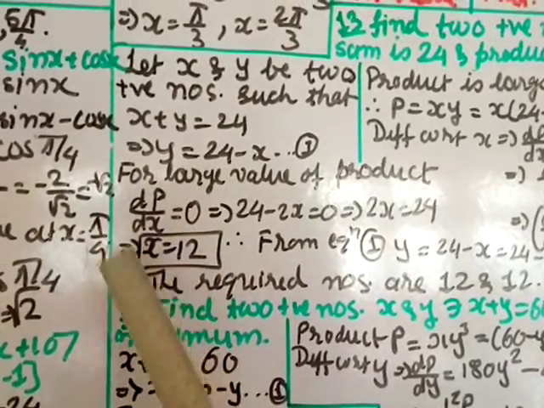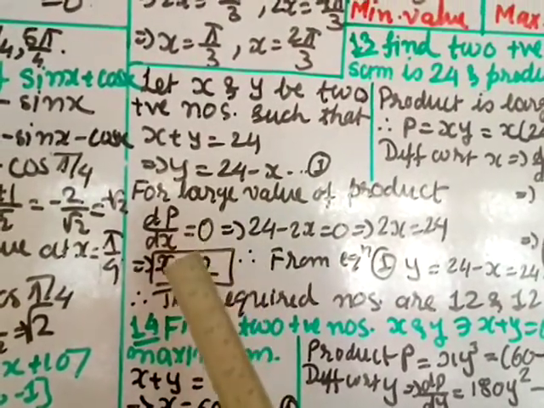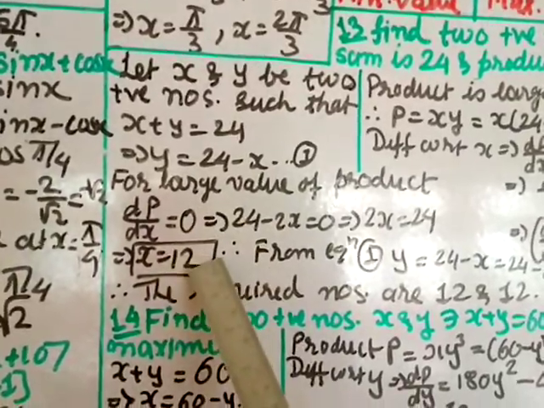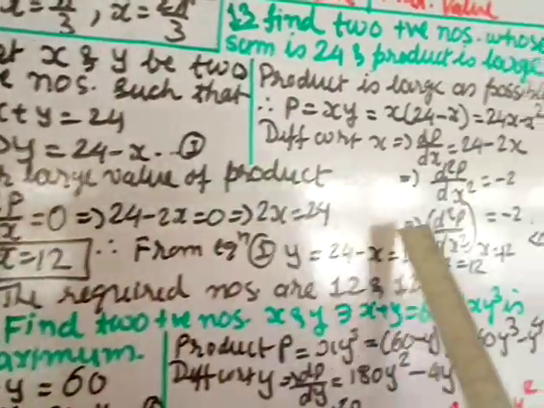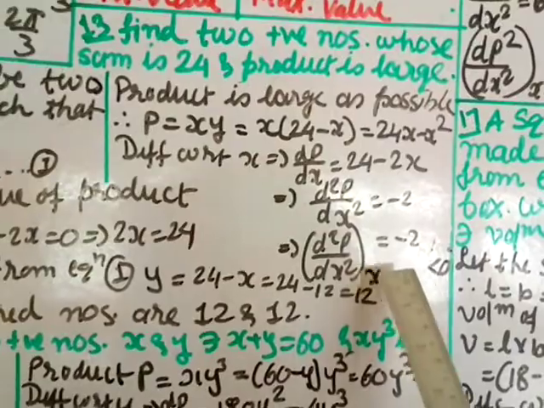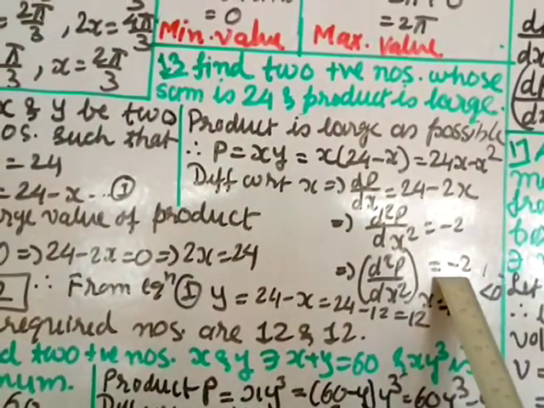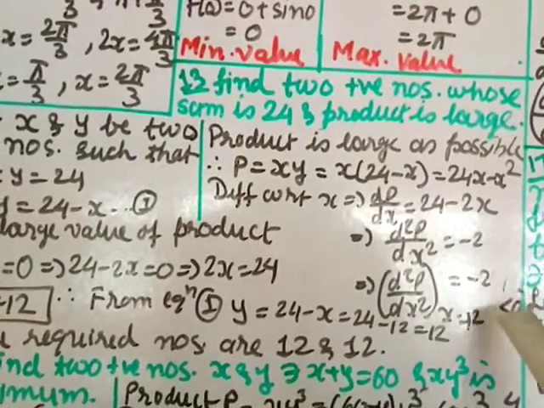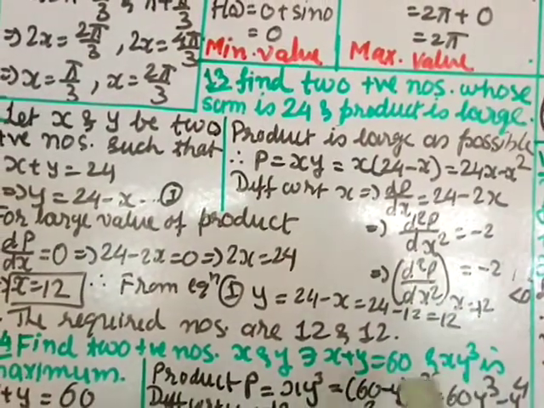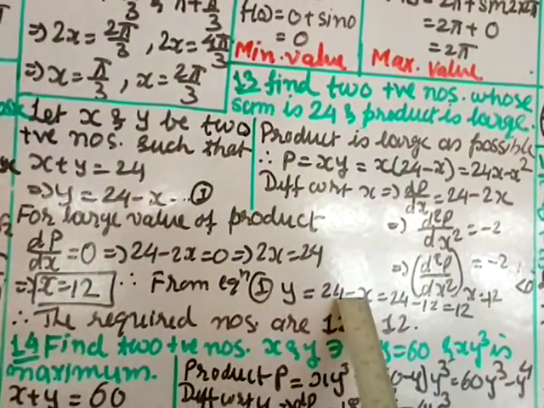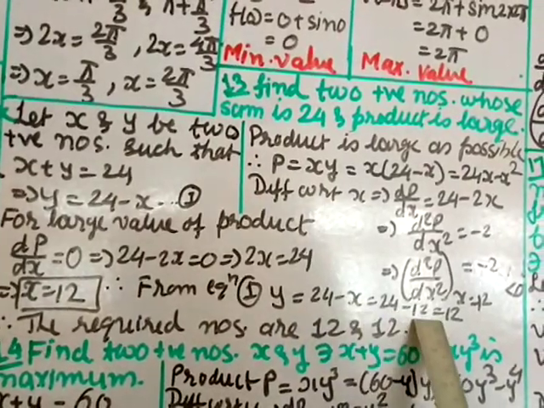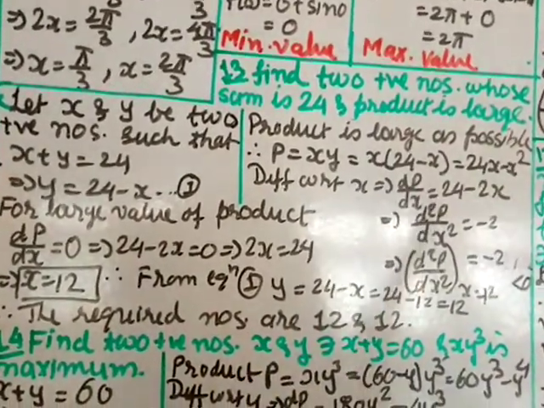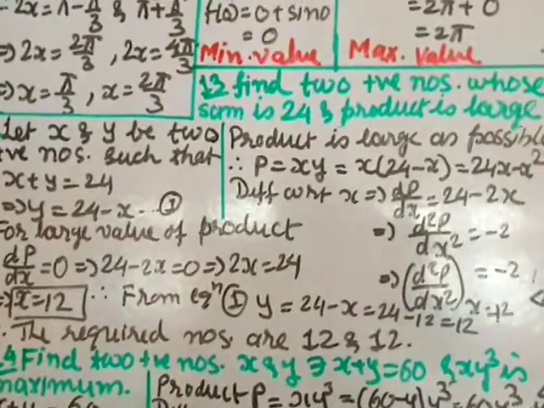Now I have to check whether this gives the largest product or not. For that you have to put this value in the second derivative. I have found the second derivative here, put x equal to 12, but here there is no x, and the answer is negative, so it has a maximum value. Now I found the value of x, I have to find the second number, so put in equation 1, y is equal to 24 minus x, x is 12, so y is 12. So both the numbers are 12 and 12, satisfying the required condition.